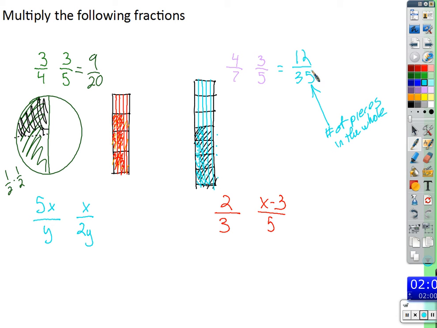Okay. So now it's more simple. It's not a terribly simple thing to think about. Maybe you have to look at it three or four times before you're like, oh, okay, that's cool. I see why we would multiply straight across when we multiply fractions.